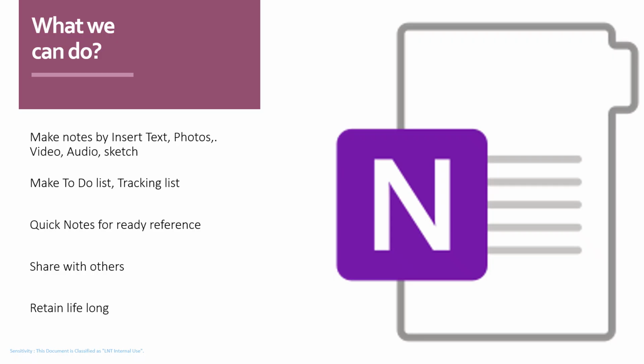What can we do inside OneNote? You can make notes by typing text. If you are using a tablet which has pen input or touchscreen input, like your mobile or some mobile with stylus, you can make handwritten notes also. You can add photos, video, audio, and you can draw sketches also. Don't worry, we will also see all this in the demonstration video. But practically, whatever you can do in your notebook, everything is possible within OneNote also.